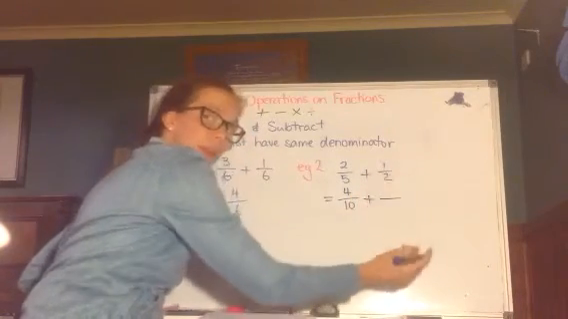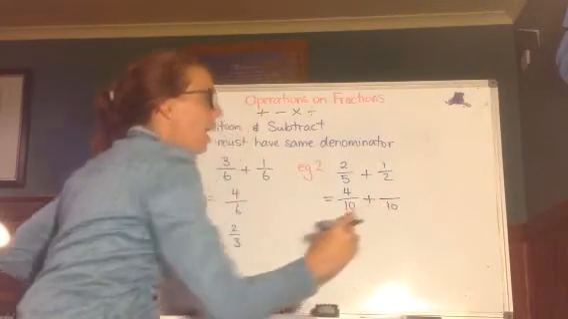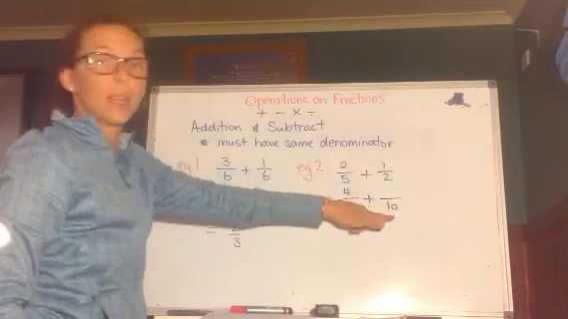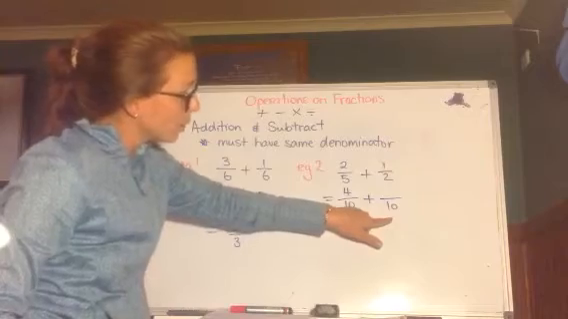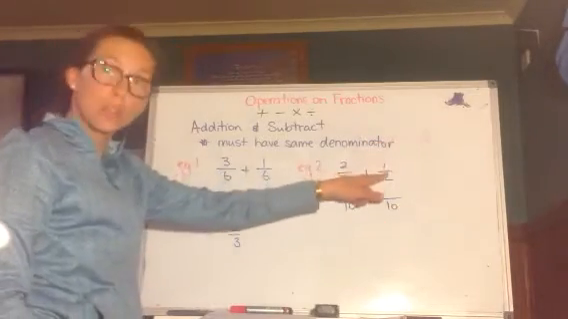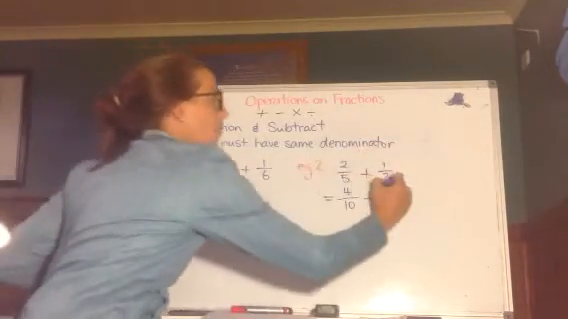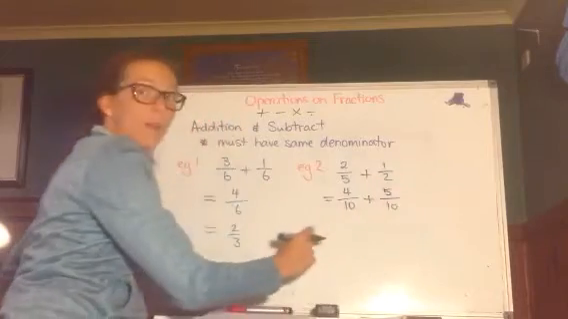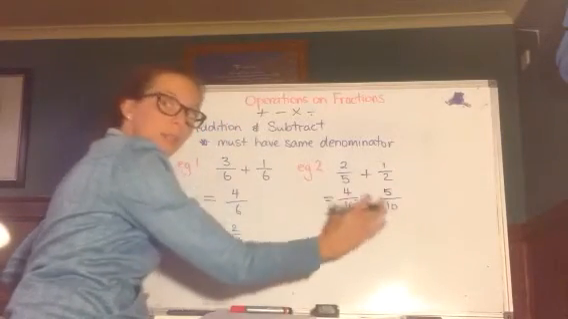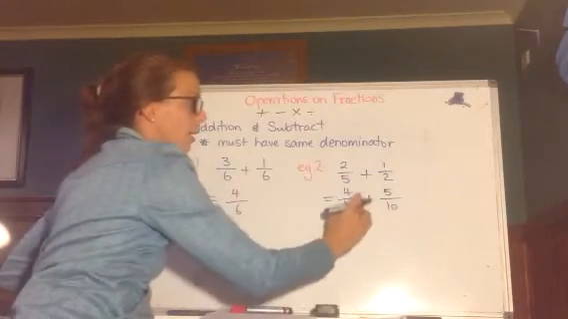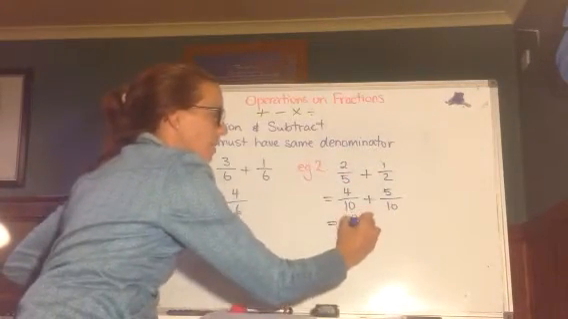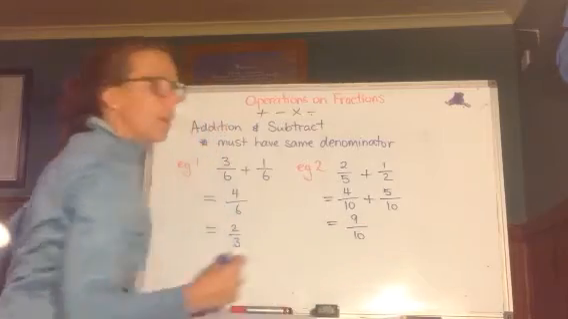I want this fraction to be over 10 as well. How did I go from 2 to get to 10? I multiplied by 5. So in order to keep it equivalent, I have to times the top by 5. So 1 times 5 is 5. So now I've got equivalent fractions with the same denominator. All I need to do is add the numerator. 4 plus 5 is 9, 9 over 10.